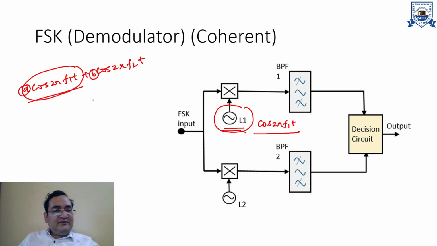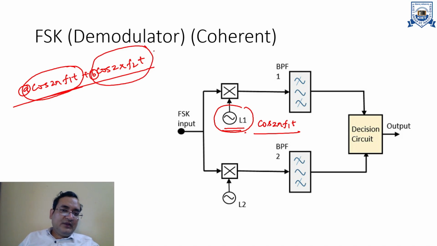Then what will happen is that when you multiply cos 2 pi f1t with this composite signal, this will become higher frequency content. When you multiply two carrier frequencies like cosine and cosine, or cosine and sine, there will be two frequencies. One is addition, and the second one is subtraction. So the addition frequencies will be suppressed by the low pass filter, and the subtracted frequencies will be passed out from the low pass filter.